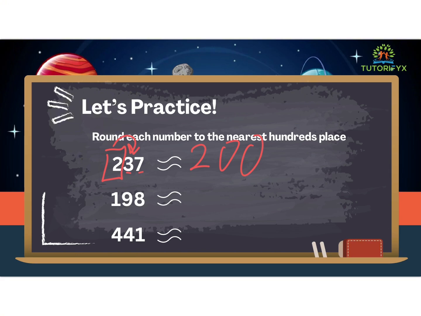All right, let's see if you're right. I'm going to block in my hundreds place. Put an arrow to my neighbor. Uh-oh. Is that neighbor 5 or more or 4 or less? Definitely 5 or more. So guess what that one's going to turn into? It's going to go up by 1 and turn into a 200. Woo, woo, you got it.